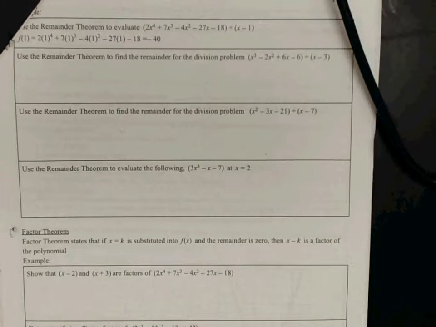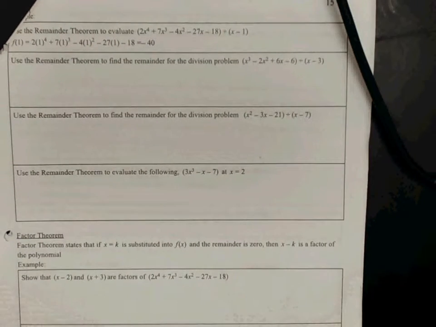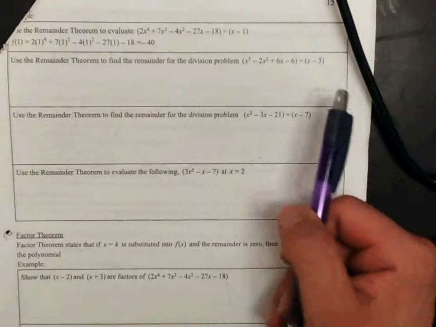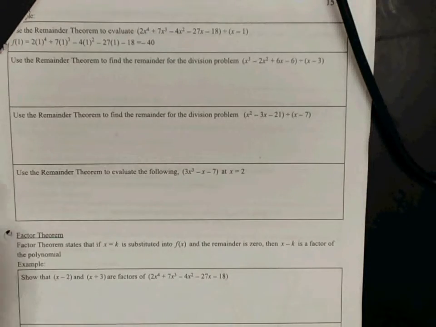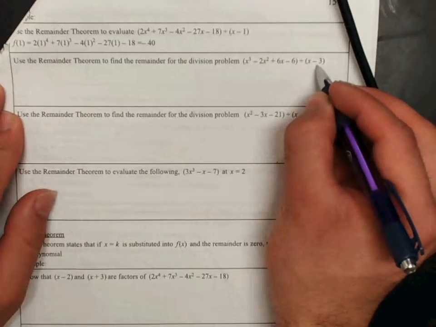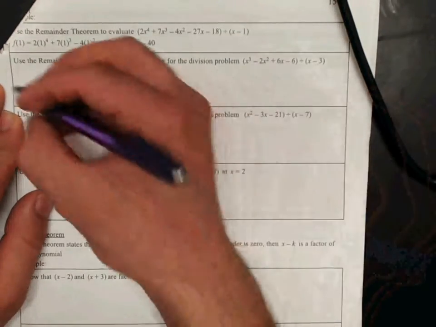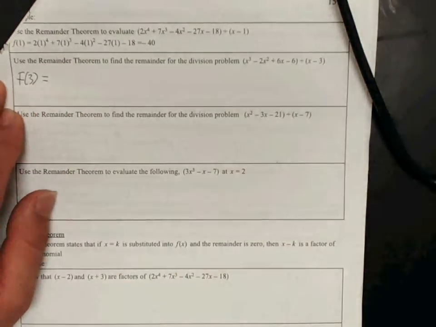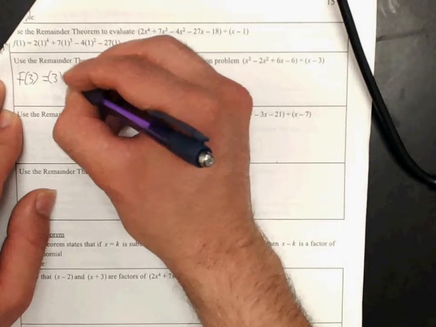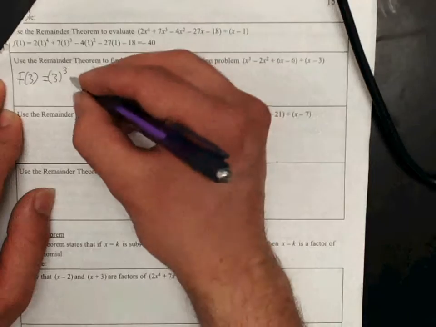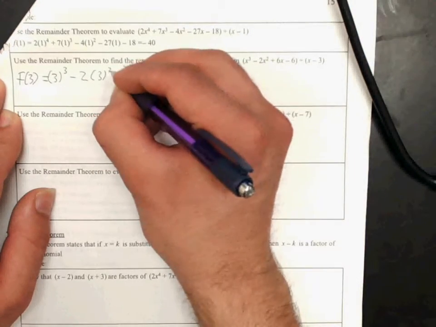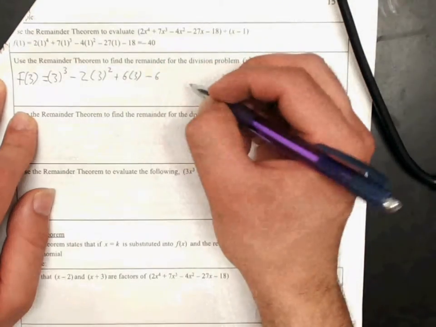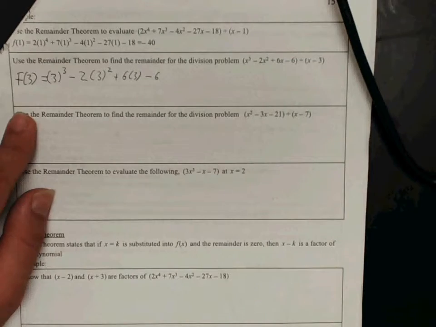So let's use the remainder theorem to find the remainder for the division problem x cubed minus 2x squared plus 6x minus 6 divided by x minus 3. So you're going to find f of the opposite sign of what's being subtracted from x. You're going to find f of 3, which is going to be equal to 3 cubed minus 2 times 3 squared plus 6 times 3 minus 6. So we need to simplify.